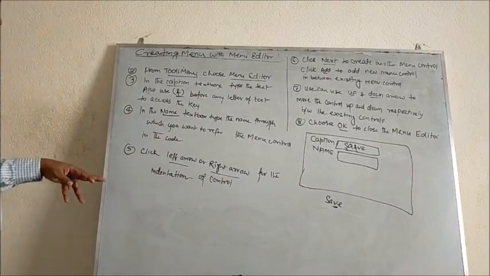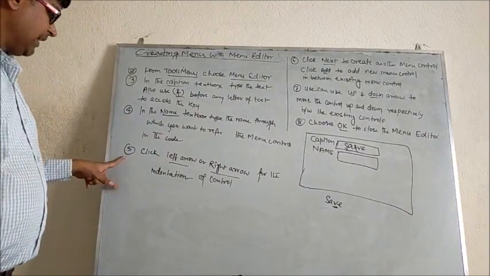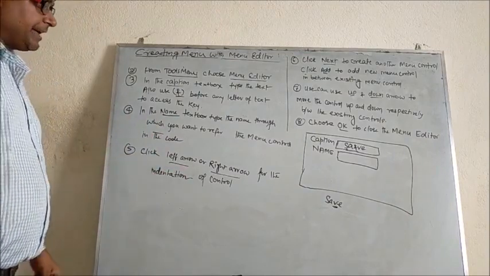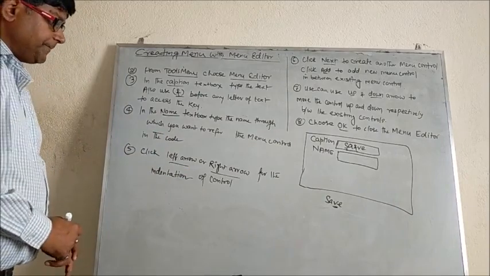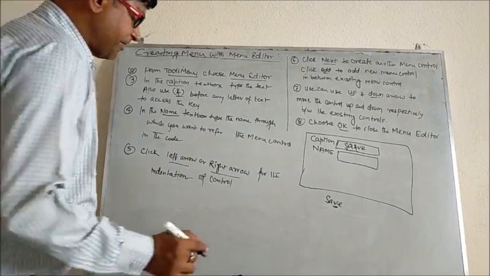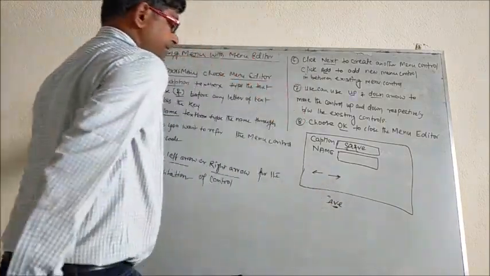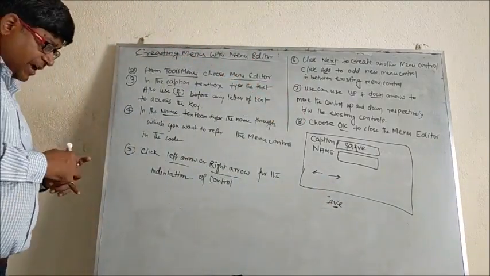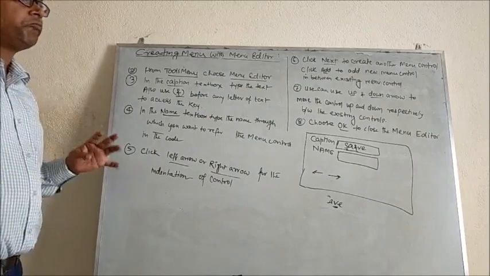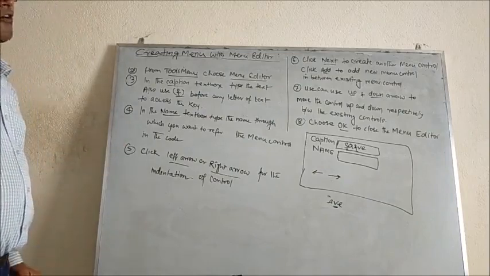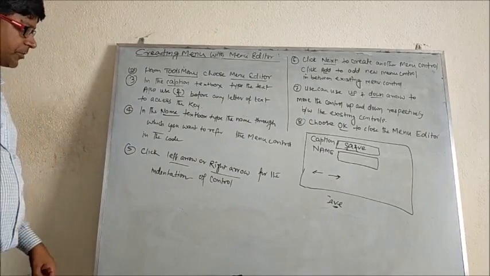Now, next point, fifth point is what? Click left and right arrow. Now I told you, if you are remembering, this is left arrow and this is right arrow. These left and right arrow are used for indentation of control. Indentation of control means what?